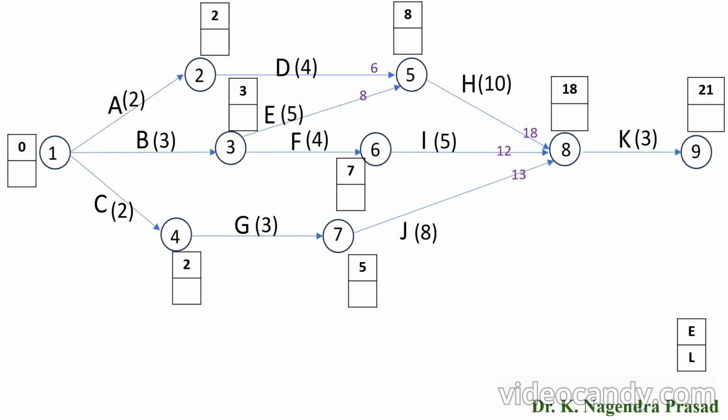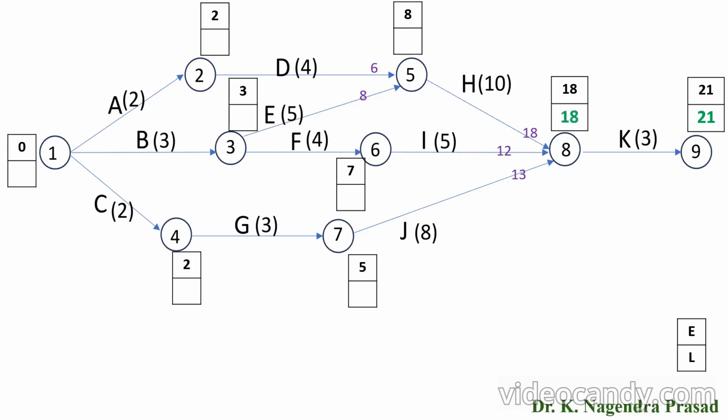Next we determine the latest event time by backward pass computation. In this method, we start with the end event, that is 9, and we consider the latest finish time equal to the earliest finish time at the end event. So at event 9, the latest finish time equals 21. Then the latest finish time for activity K is 21, and the start time will become 21 minus 3, 18.